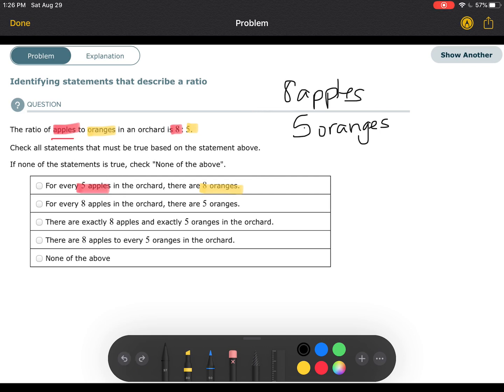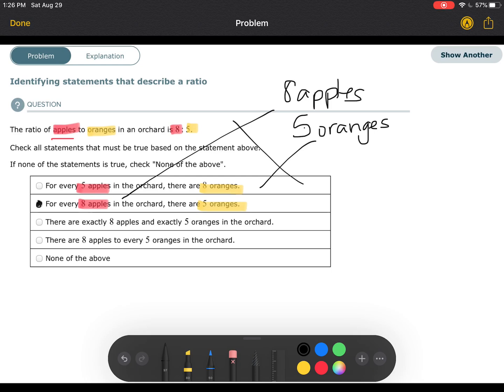Okay, so for the next one, I'm going to do the same thing. 8 apples. Keep doing that. 8 apples in an orchard. And for every 8 apples in the orchard, there are 5 oranges. So I'm going to go back and check. So it says 8 apples, right? That's right. Checking these 2 out. That's correct. And then 5 oranges. That's correct. So I know that that is an answer.